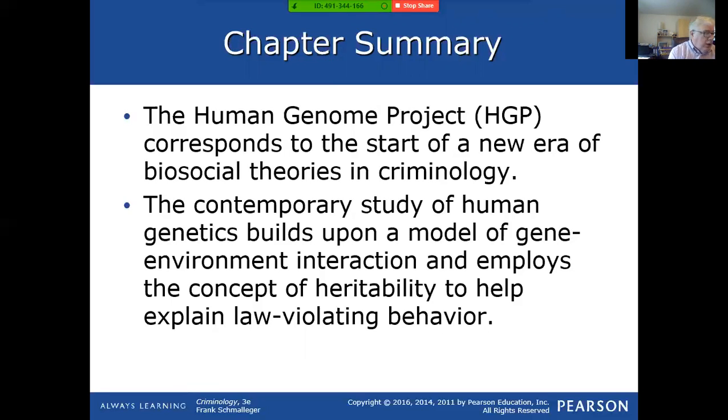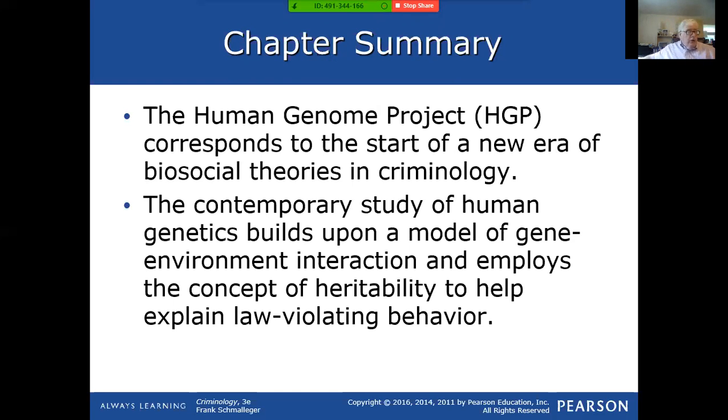The study of genetics, again, is looking at that model of gene-environment interaction and employs the idea of heritability to help explain law-violating behavior. So again, we're not saying that necessarily a whole family like the Jukes is going to be criminal, but we do acknowledge that there are genetic issues that could be passed down from one generation to the next generation that may predispose people to certain types of behavior.